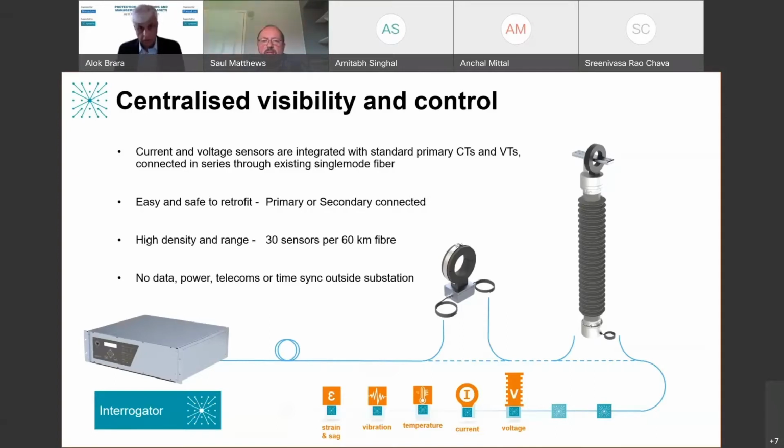The only thing connecting those devices back to the central unit is light traveling through the fiber. Therefore, there is no power supply. There are no copper wires. There are no large civil works and buildings required to house everything. You don't need telecommunications infrastructure or data networks, and you don't need GPS time clocks or synchronization at the remote point.